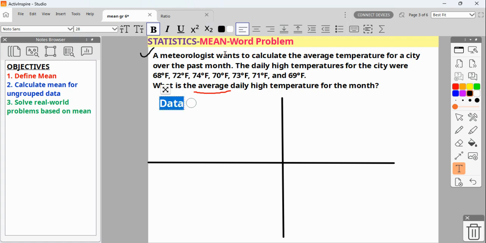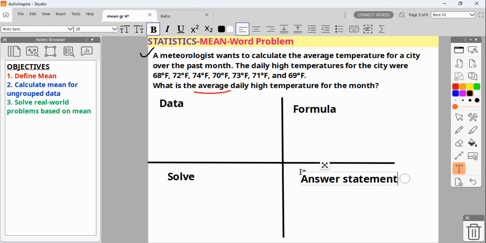Next, the formulas we are going to use, we can write the formula here. Then on the third part, we can solve, and last we can write the answer statement. Why I have divided this in four parts, or why I am using the plus strategy, is that sometimes we forget to make data, we forget to write the formula, we forget to write the answer statement. If you are using this plus symbol, you will remember all the steps you have to follow.